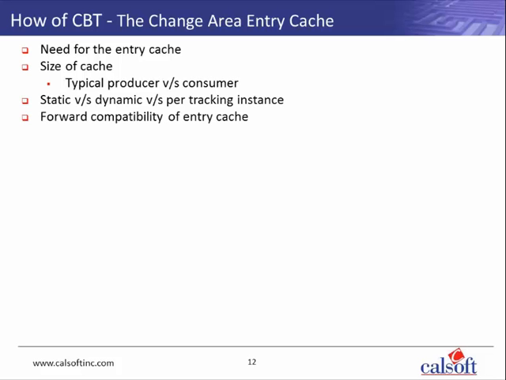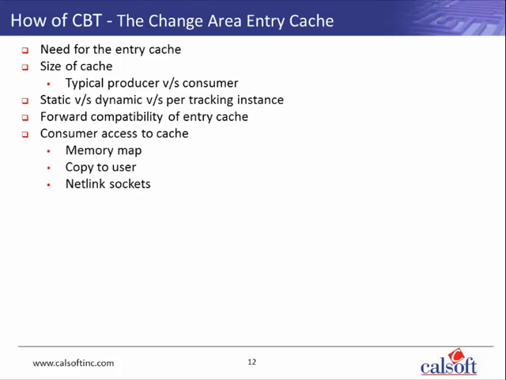The entry cache can be in user or kernel space. In any case, the user space or application needs to access it. In Linux, the various methods available for this purpose are memory maps, direct copy to user, or netlink sockets. I am sure that Windows has its own method for kernel to user data transfer.